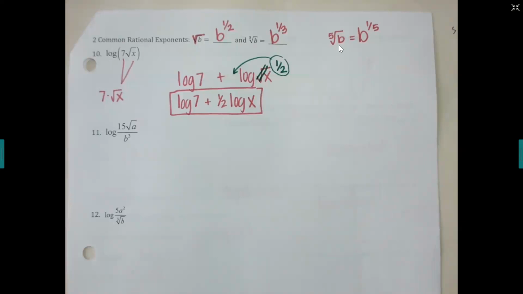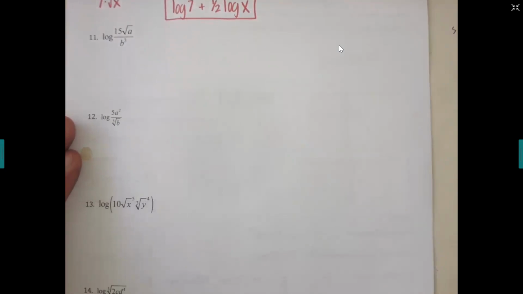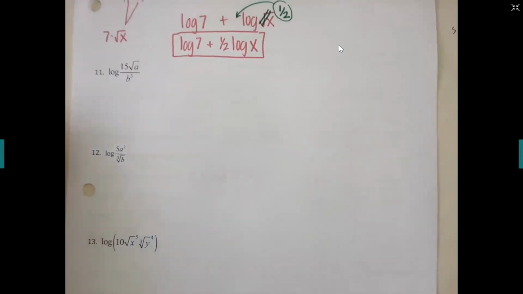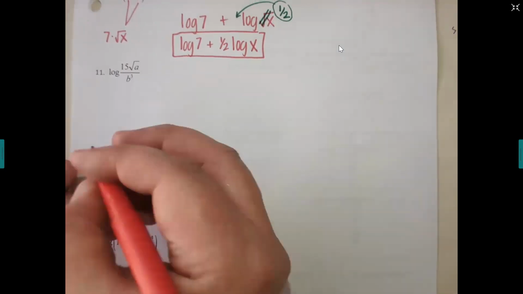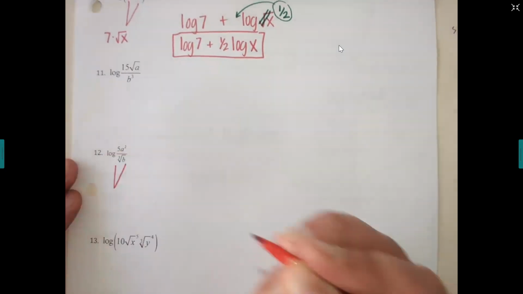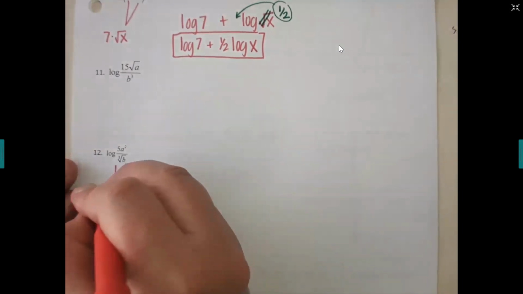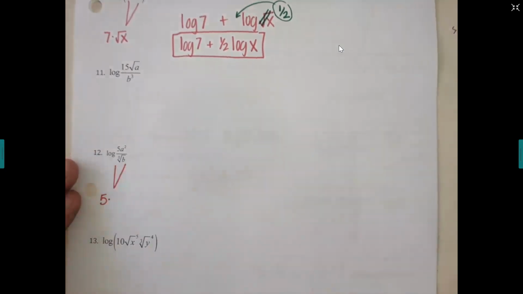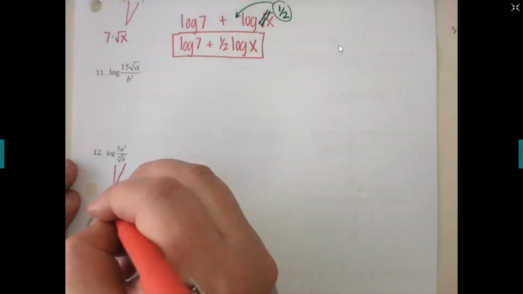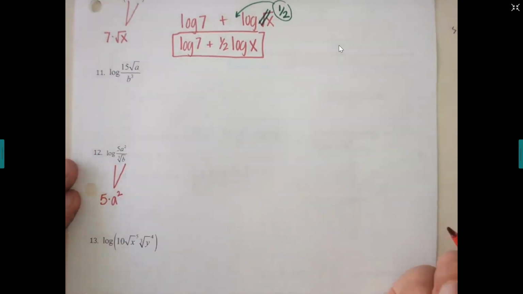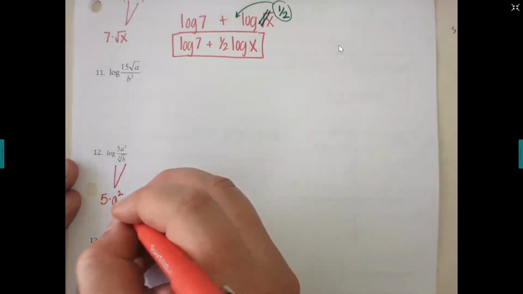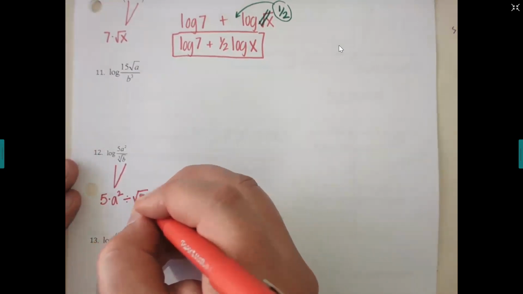Good there? All right, let's skip 11, let's go to number 12. How many logs are we separating number 12 into? How many pieces do you see? 3. I have a 5, I have an A, and I have a B. So what are the operations between those? Start with 5. Is 5 multiplied by a squared or divided by a squared? Multiplied, and then how is it related to cubic root B? It is divided by cubic root B.